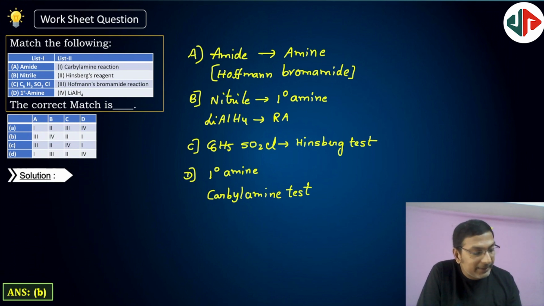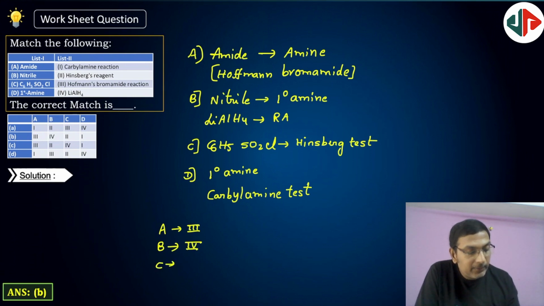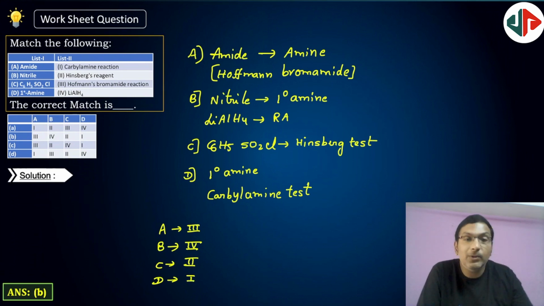So that means amide. Amide gives Hoffman bromide. That means for A, 3. For B, nitrile, 4. Next, for C6H5SO2Cl, that means benzene sulfonyl chloride, Hinsberg reagent, so which is 2. And for D, primary amines, carbylamine test, 1. So therefore, 3, 4, 2, 1. It is present in option B. Next question.